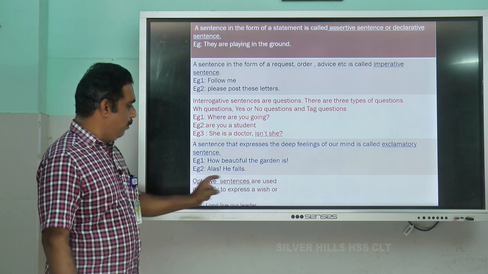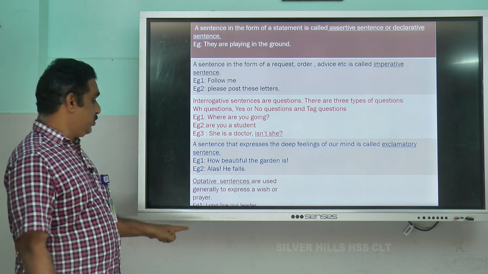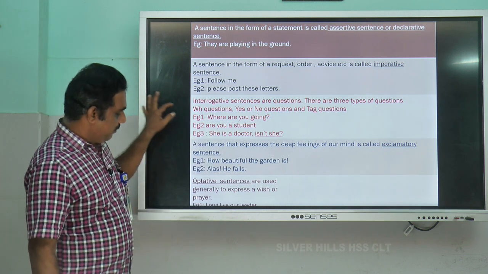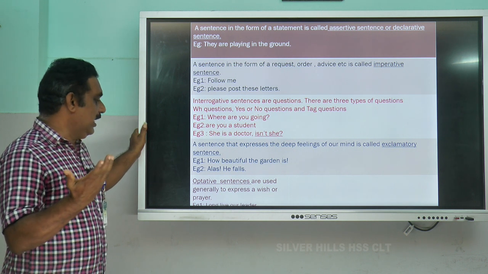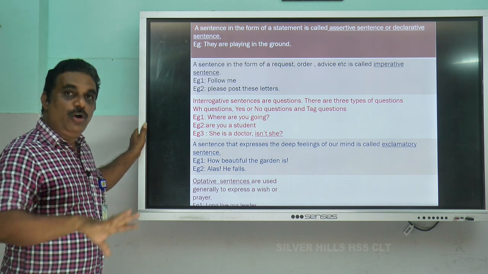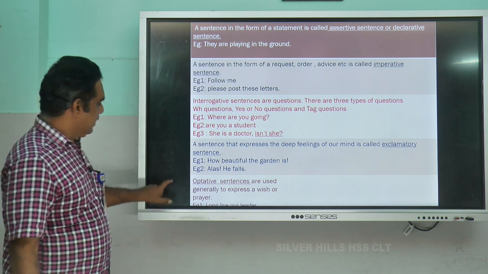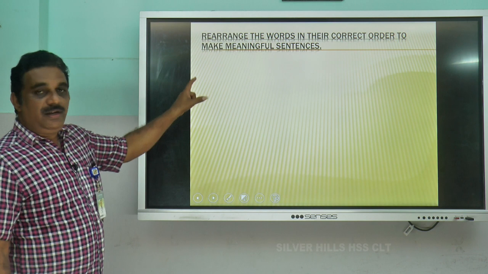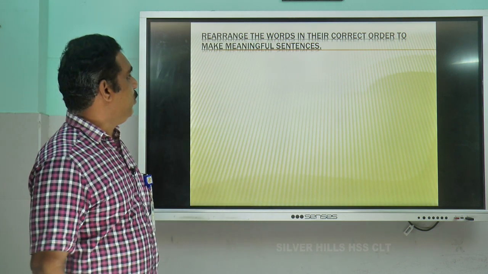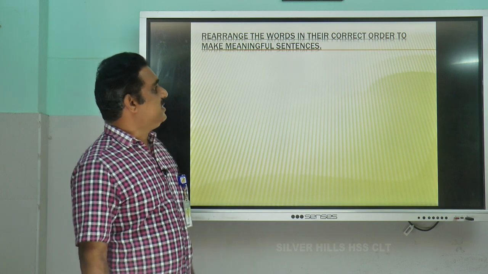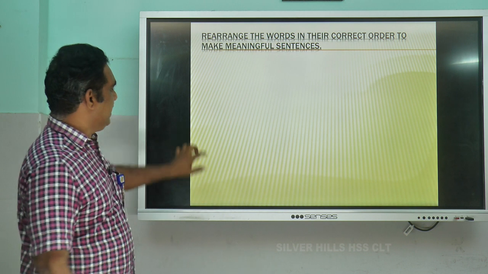Our last one is optative sentence, and these sentences are used generally to express a wish or prayer. See, may God bless you, and long live our leader. All these belong to optative sentences. Okay, now next let us see a few examples, a task which you are going to do. Rearrange the words in their correct order to make meaningful sentences. Let us examine them now.